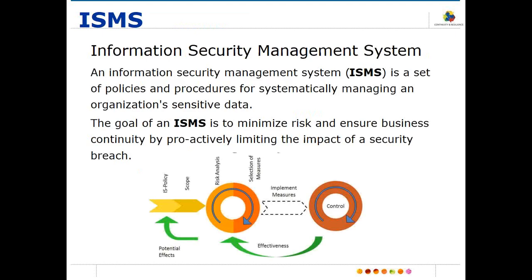ISMS, Information Security Management System, is a set of policies and procedures for systematically managing an organization's sensitive data. This is how you manage an organization's critical or sensitive or proprietary data. The goal of an ISMS is to minimize the risk and ensure business continuity by proactively limiting the impact of a security breach. In case a security breach should happen in the organization, how do I limit the impact of that?